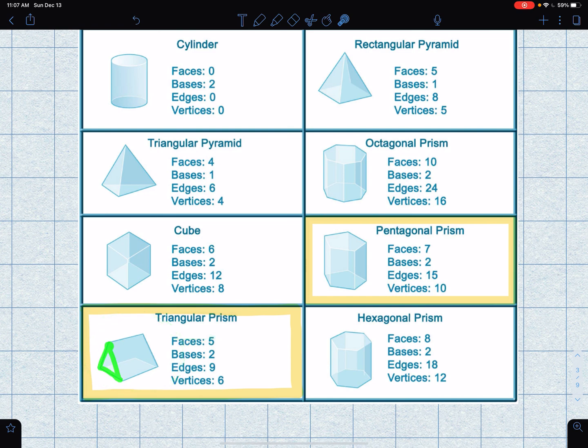This is the base because there's the triangle. Okay, so it has those two bases, but it's called a triangular prism because the lateral edge is at right angles to the base, so that's a right angle, and also because the base of it is a triangle.